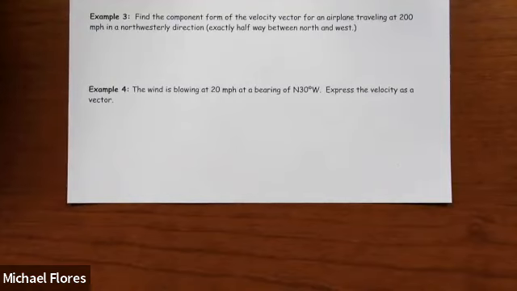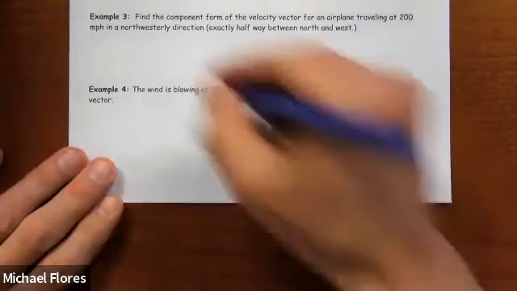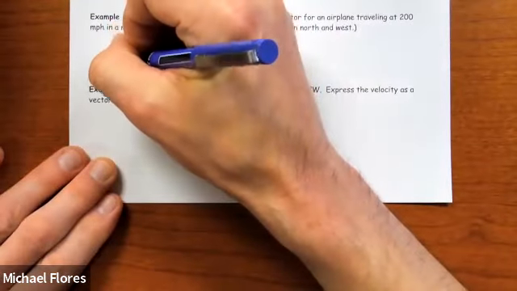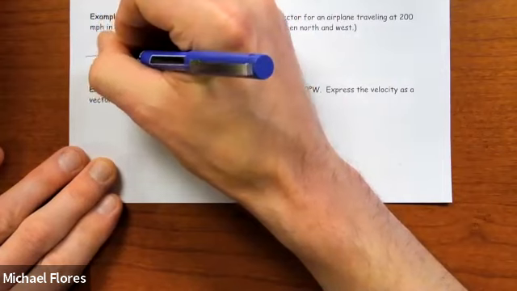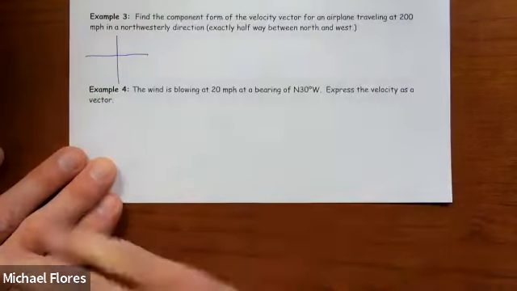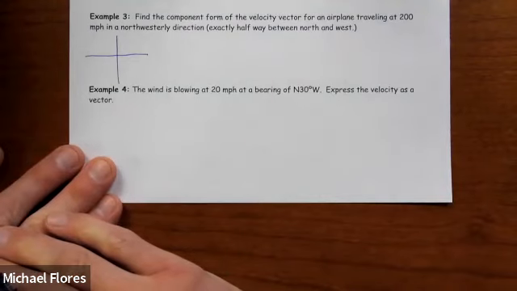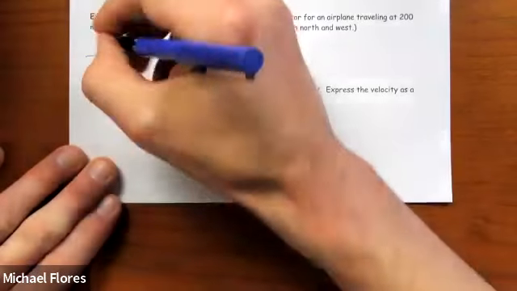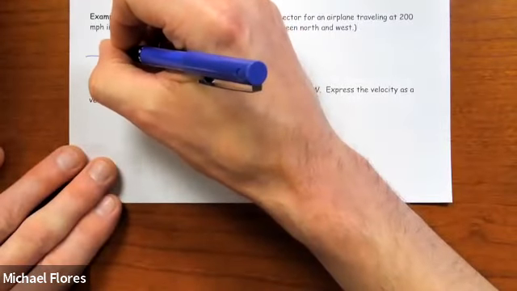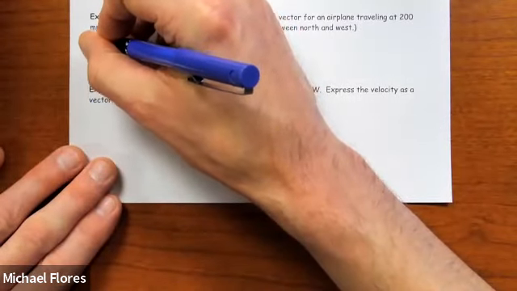Example 3, find the component form of the velocity vector for an airplane traveling at 200 miles per hour in a northwesterly direction, exactly halfway between north and west. I'm going to draw a little diagram for you. Okay, so this plane is traveling 200 miles per hour in a northwesterly direction, exactly halfway between north and west. So it's traveling this direction.